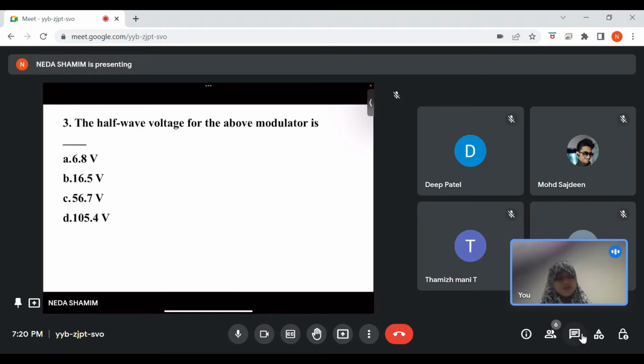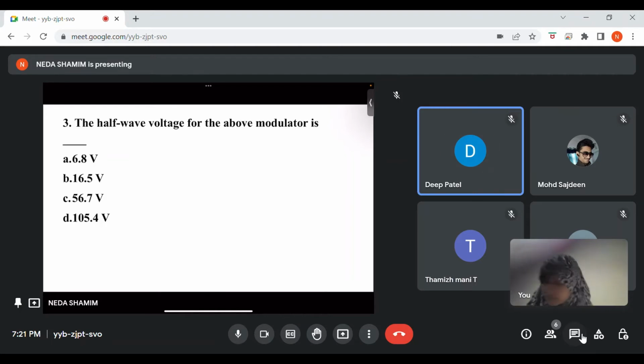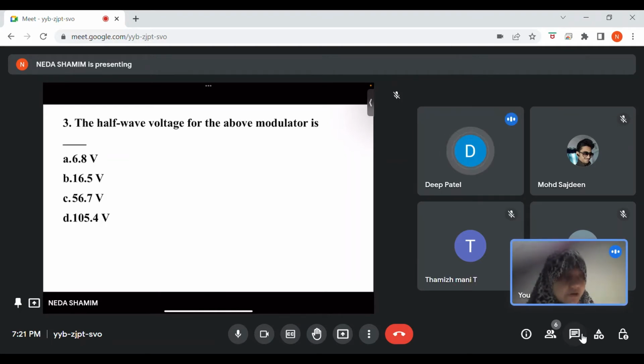Your question is the half wave voltage for the above modulator. Before moving on, tell me, what is the half wave voltage? What do you understand by a half wave voltage? V pi. V pi is the notation used for denoting the half wave voltage. But what does that V pi do? What is that voltage? What does it do?